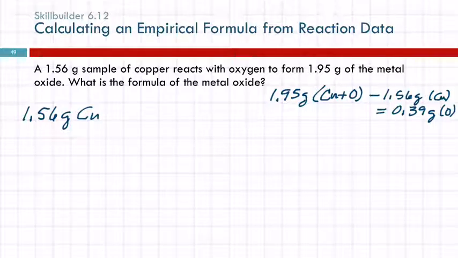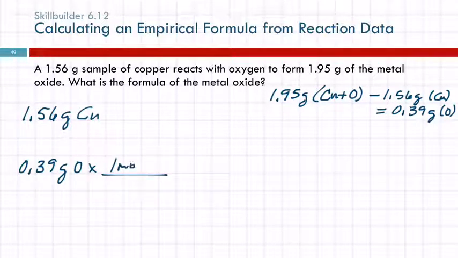You have to read the questions carefully. This sort of a trick will probably show up on the exam. It's not because I'm trying to trick you. I'm telling you about it. I'm warning you ahead of time. But some of you will write down 1.95 grams for the mass of oxygen, and you'll get it wrong. 0.39 grams oxygen.